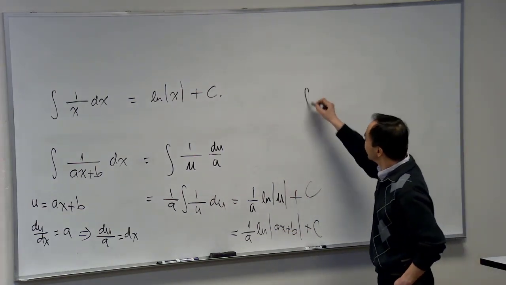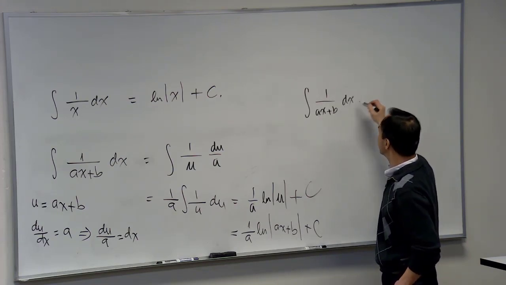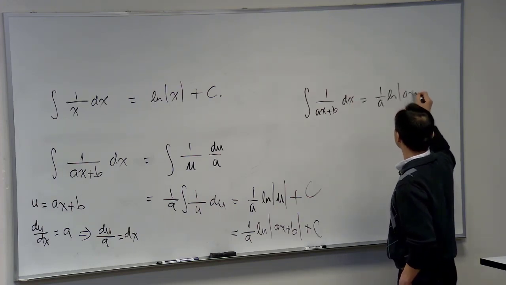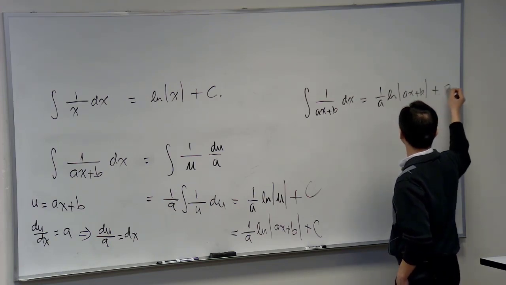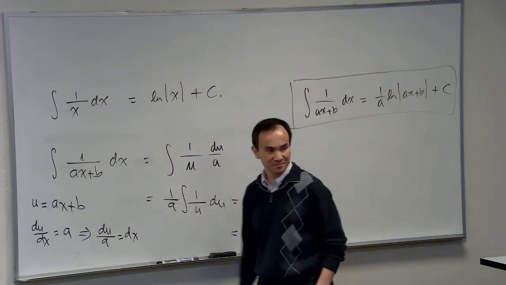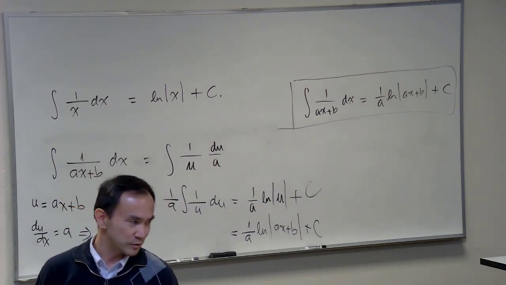But the point is, the antiderivative for 1 over ax plus b, the integral of that, is simply going to come out being 1 over a times the natural log of the absolute value of ax plus b, plus c. Then you can see this in every textbook there. Now it belongs to the pocket reference.